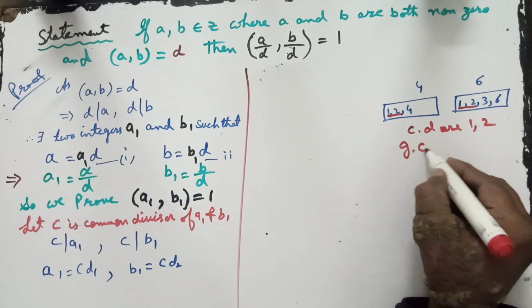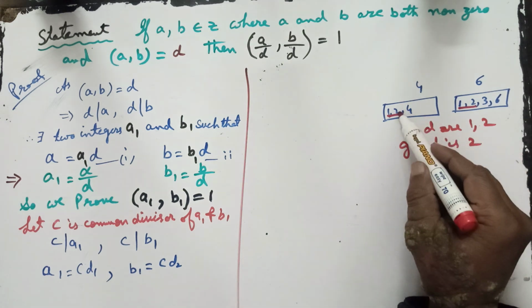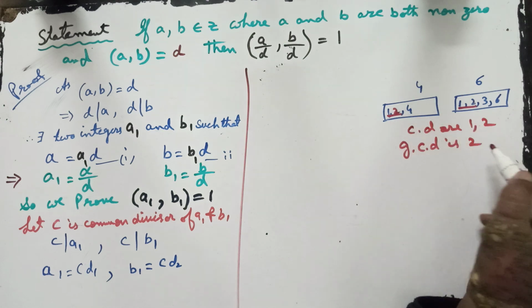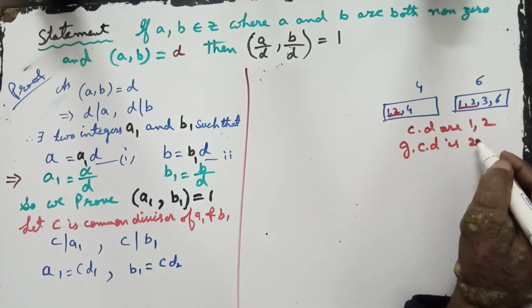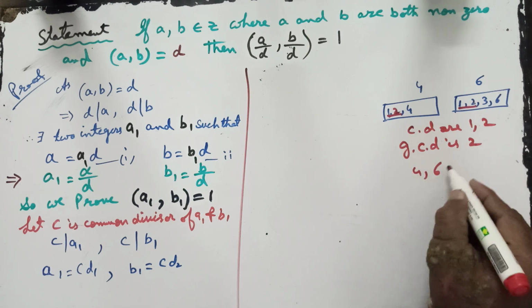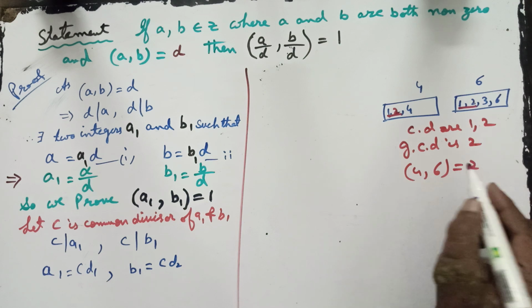What is the GCD? The greatest common divisor is 2. What is the greatest common divisor? It is the greatest number which is a divisor of both, which is 2. So here we can write that 4 and 6 have the common divisor 2.